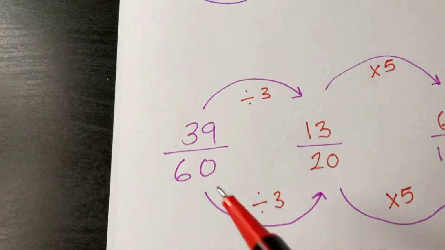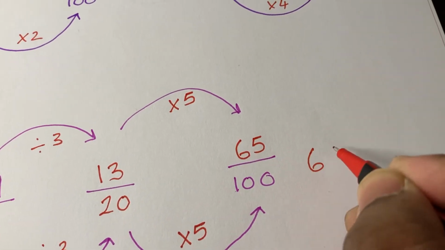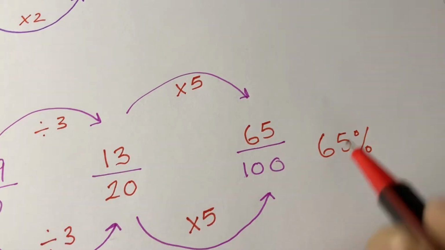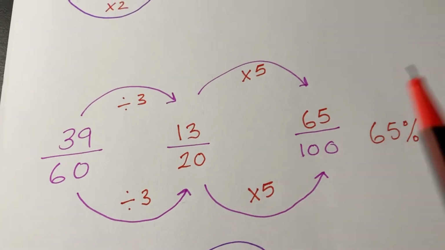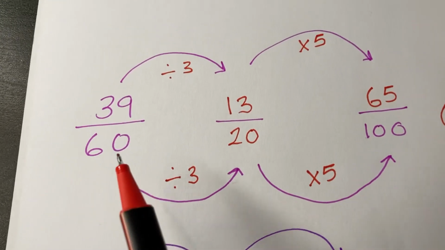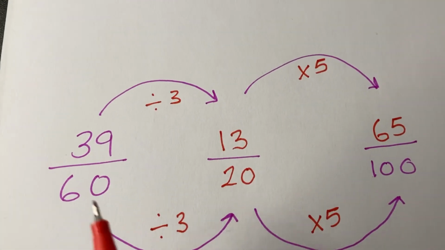So 39/60 is 65% because we've got it out of 100 now. We've made it into out of 100. But can you see it took us 2 steps to get to the problem. So if you can't directly change a fraction into out of 100, then have a think about simplifying the fraction.